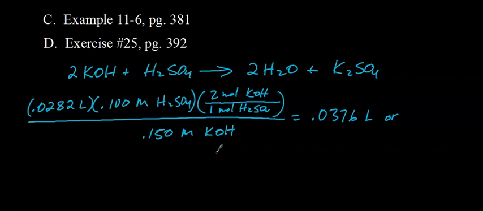There we go. So take the volume of the sulfuric acid solution and multiply that by its concentration. That'll give us moles of H2SO4. From moles of H2SO4 to moles of KOH. And then knowing the moles of the base and the concentration of the base, we can find the volume of the base needed to neutralize that acid.